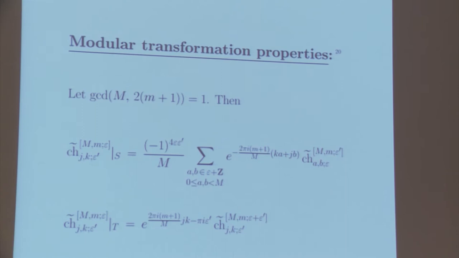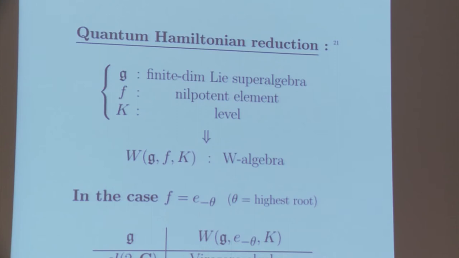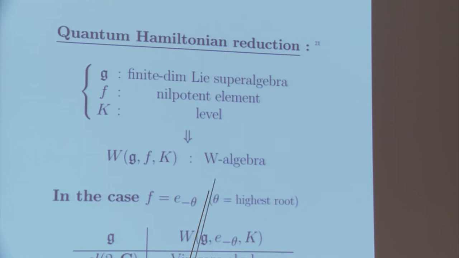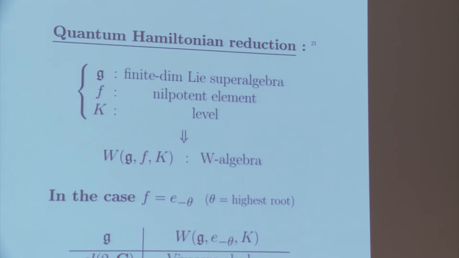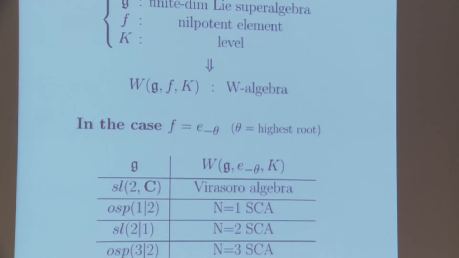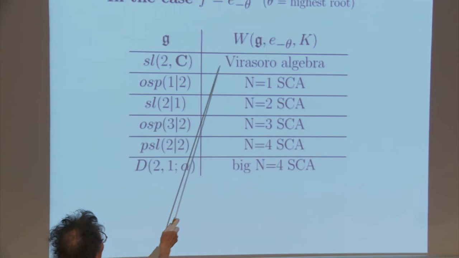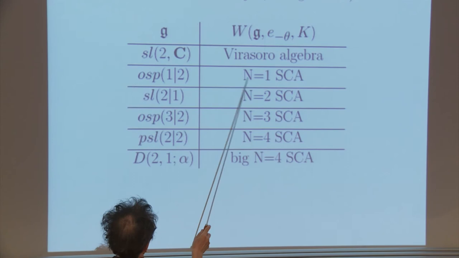And then we consider the quantum Hamiltonian reduction. So, given the data, a finite dimensional Lie superalgebra, a nilpotent element, and a level of representation, we get W algebras. So, in the very beautiful case, F is a minimal nilpotent element, the root vector of the lowest root. Then in that case, if G is SL2C, then the W algebra is Virasoro. And for OSP(1|2), the W algebra is the N=1 algebra.